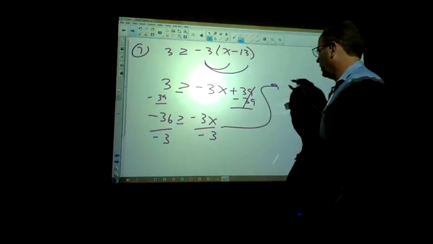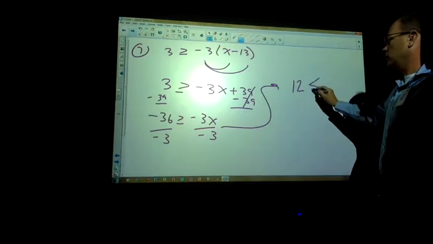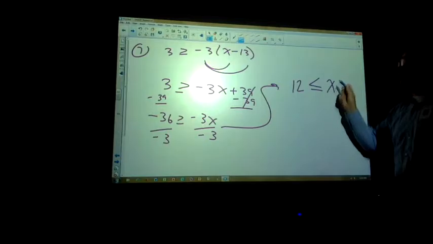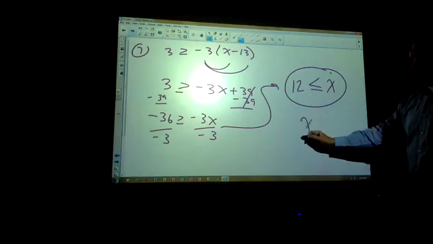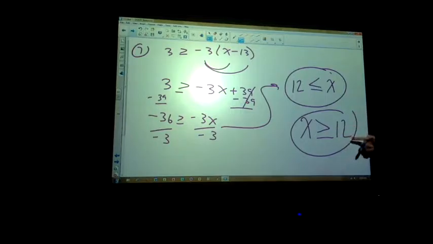So I'm going to get 12. Sign flips, doesn't it? Yes. Okay. But the x is over here now. So what can I do to this to get the x on the other side? Just take the whole problem and flip it over. So did it flip back to this because I multiplied or divided by negative? No. I just took the whole problem and flipped it over. Yeah.